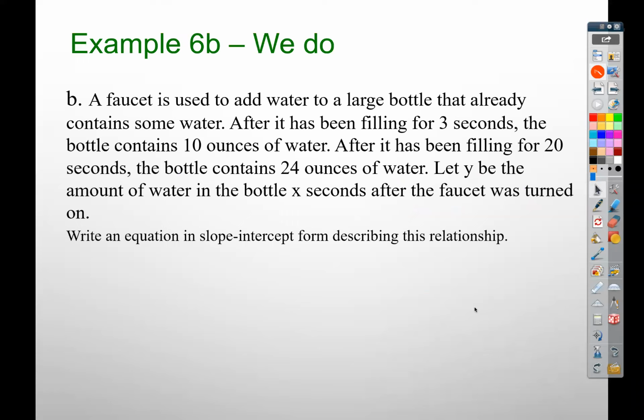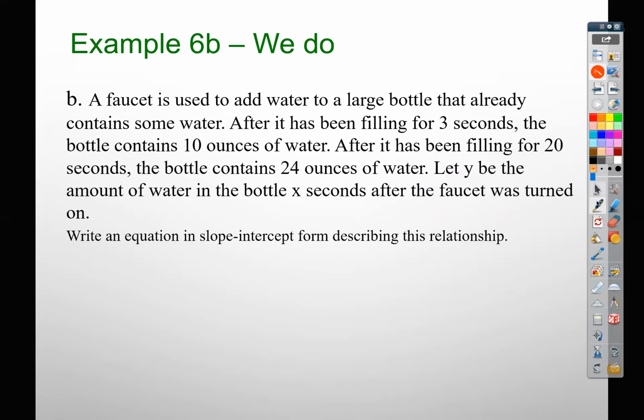So 6b, a faucet is used to add water to a large bottle that already contains some water. After it's been filling for 3 seconds, the bottle contains 10 ounces of water. After it's been filling for 20 seconds, the bottle contains 24 ounces of water. Let Y be the amount of water and X be the time, the seconds after the faucet was turned on. Write an equation in slope-intercept form.